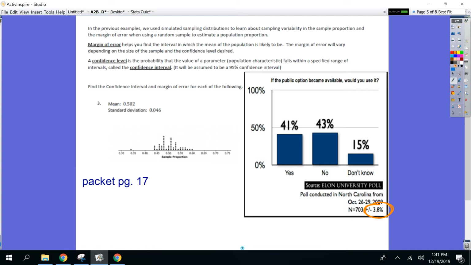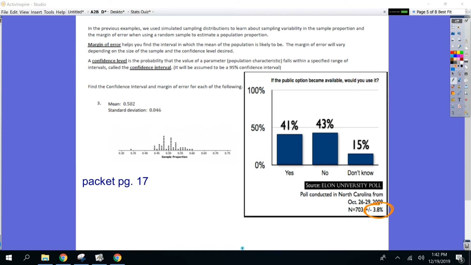What did they poll? What do we call the smaller group? They polled the sample size, right? Okay, so this is what it's saying: out of the sample size we polled, 41% said yes. But, ready? Here's what this means. We may be off by 3.8% in either direction. So this doesn't really mean 41% said yes.